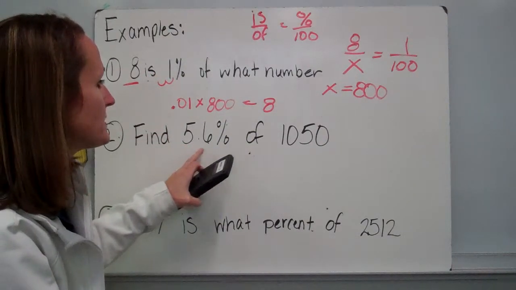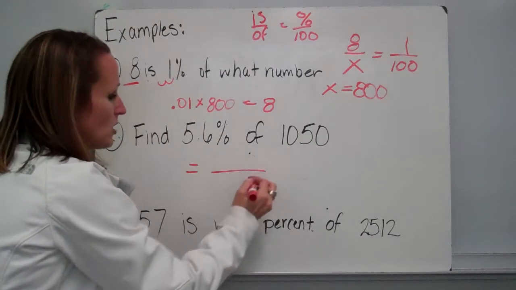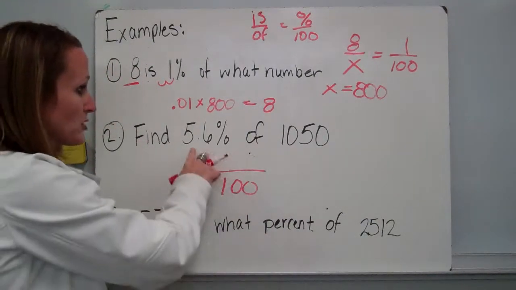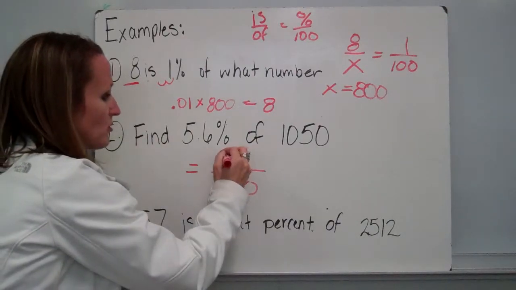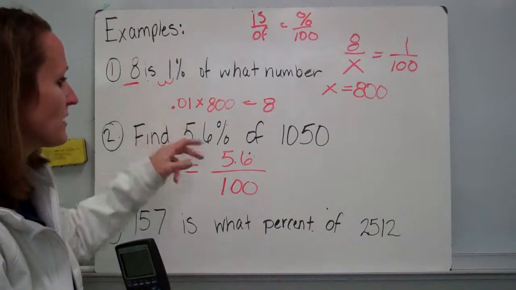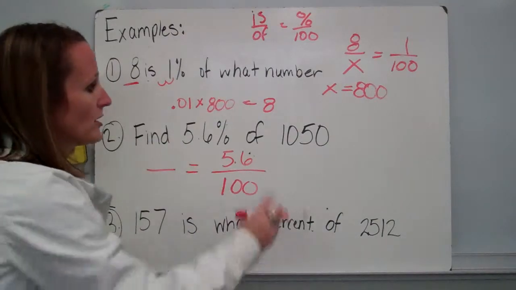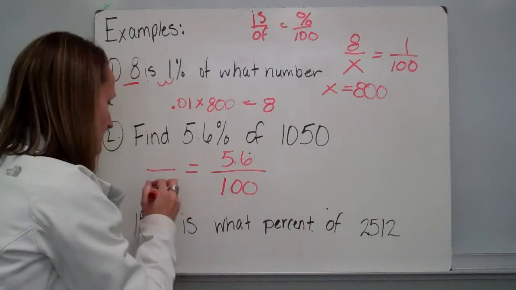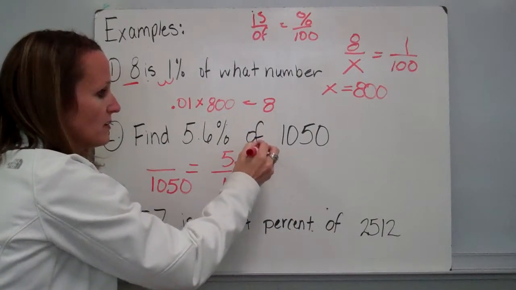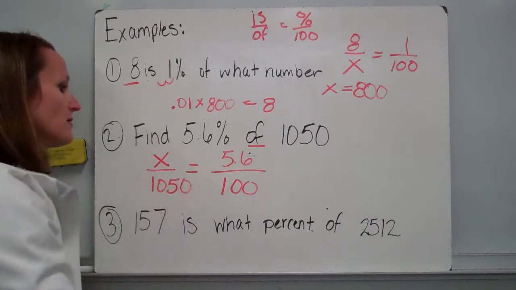Alright, so now let's look at this. Find 5.6% of 1,050. So again, I know my 100's going here. 5.6%, here's my percent. I can just put 5.6 over here. I don't have to do the whole change from a percent to a number thing. If I'm putting it over 100, it does it for me. So now I've got to go over here. Well, here's of 1050. So obviously, since this is my of, 1050 must go here. So the only thing left without a number is my is number.